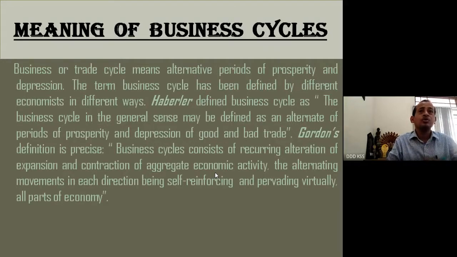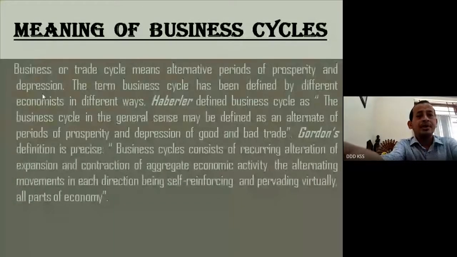Now we'll go through some theoretical definitions given by renowned economists. We'll go through them as they are, but whatever I have said, you can also write in simple language. Business or trade cycle means alternate periods of prosperity and depression. Alternate means if prosperity is there now, after some time depression may come, and after depression, again prosperity and recovery come.